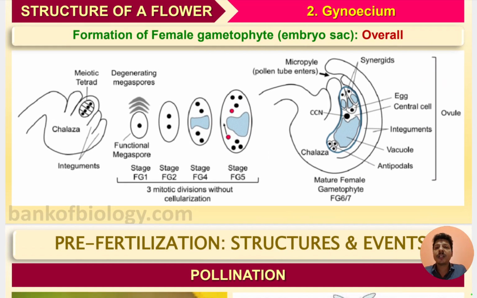See, the formation of the female gametophyte, the embryo sac, overall. Here you see the chalazal end, integuments, the mitotic tetrad, then the degenerating megaspores. One is the functional megaspore. Then you can see stages 1, 2 and then 4, and the last one. 3 mitotic divisions without cellularization. And finally here you can see the micropyle where the pollen tube enters, the synergids, egg cell, central cell, integuments, vacuoles, antipodals. All together these are the ovule and mature gametophyte. Okay.